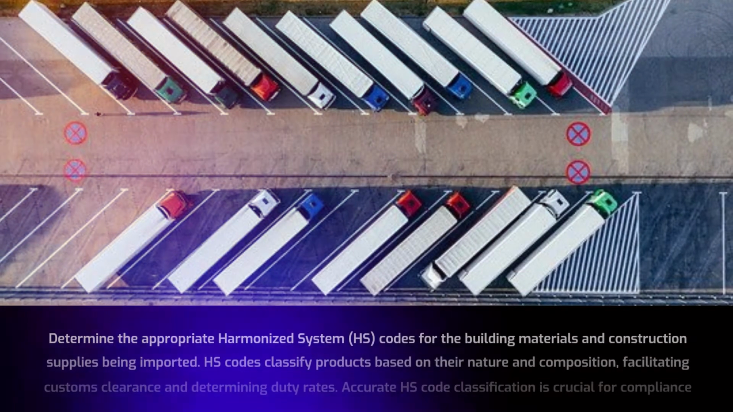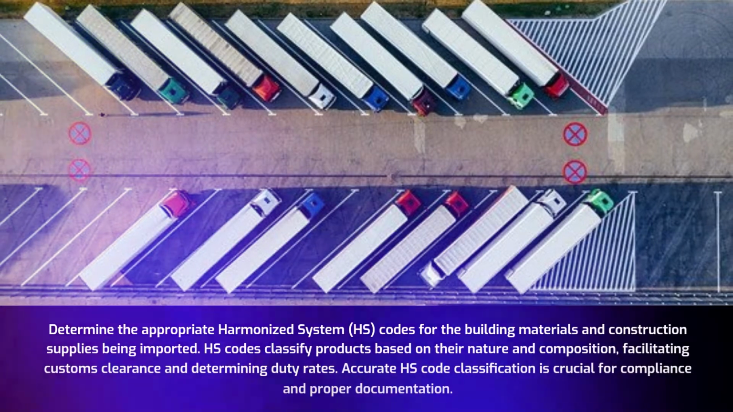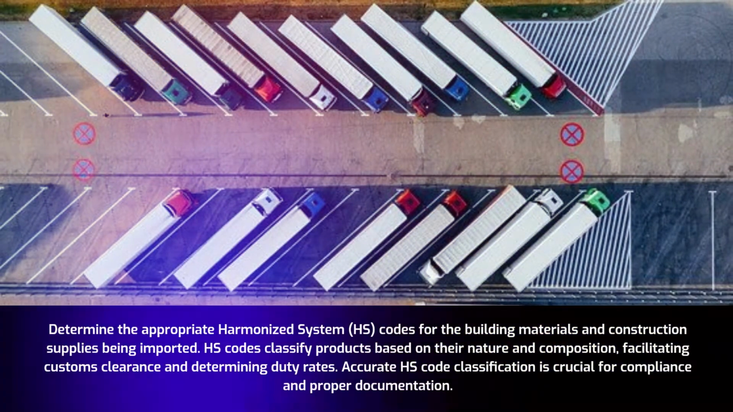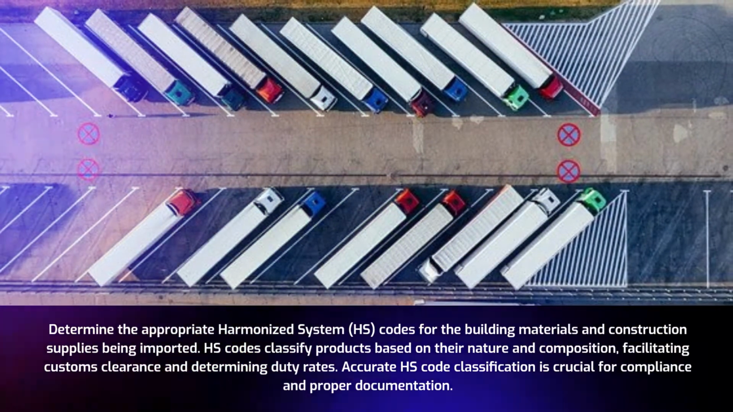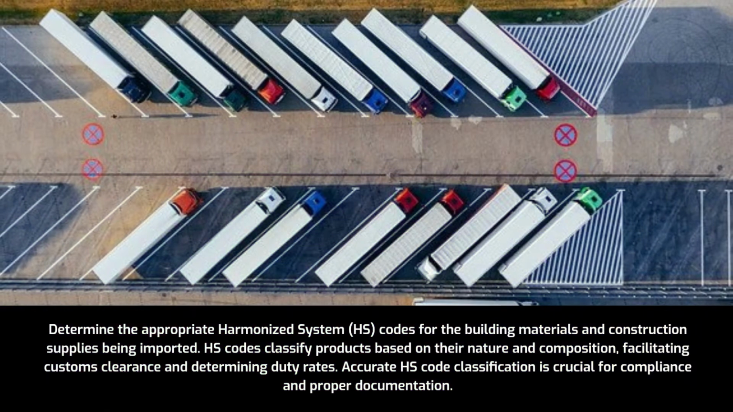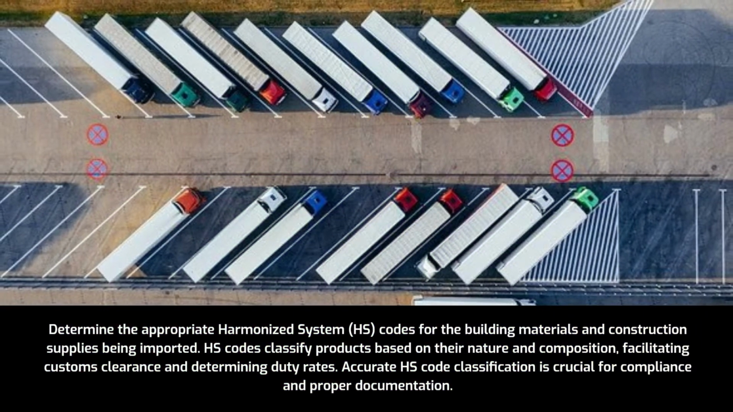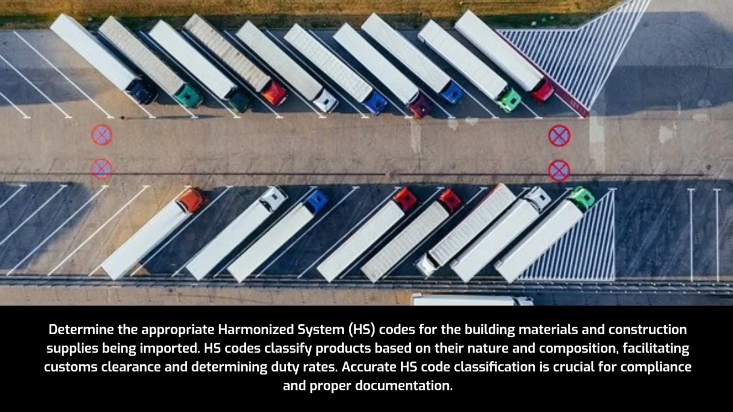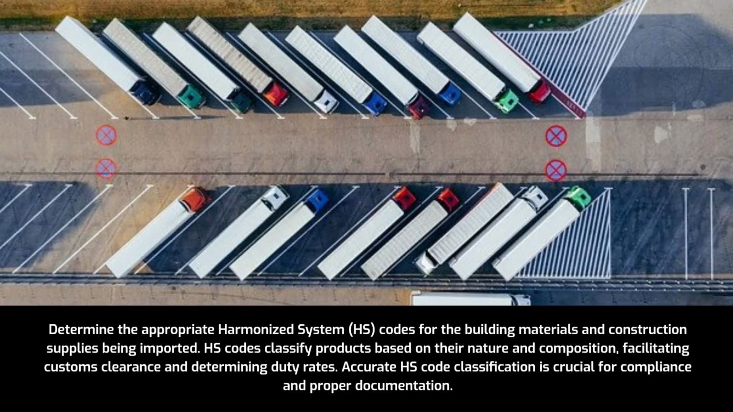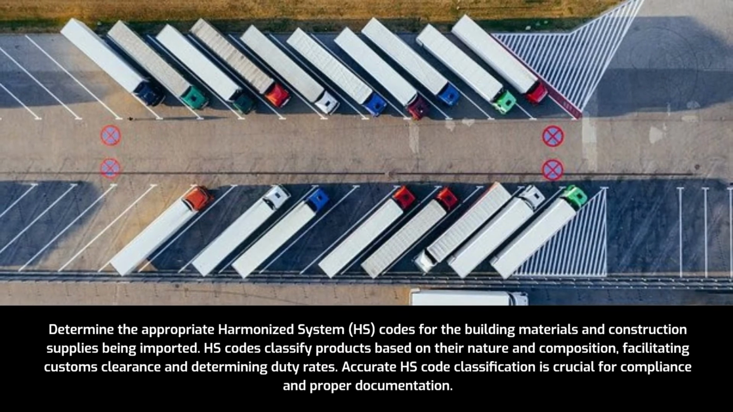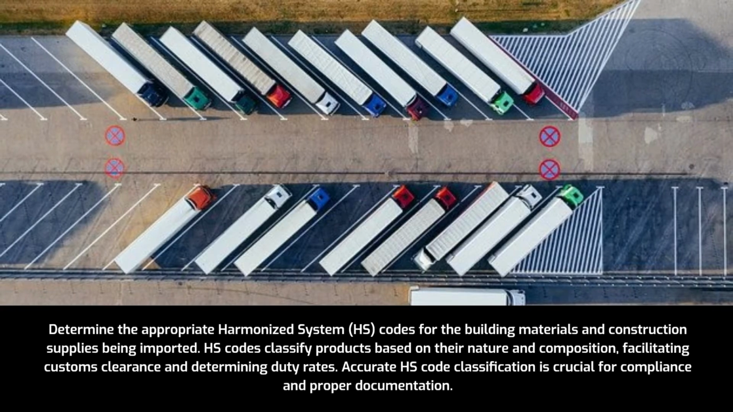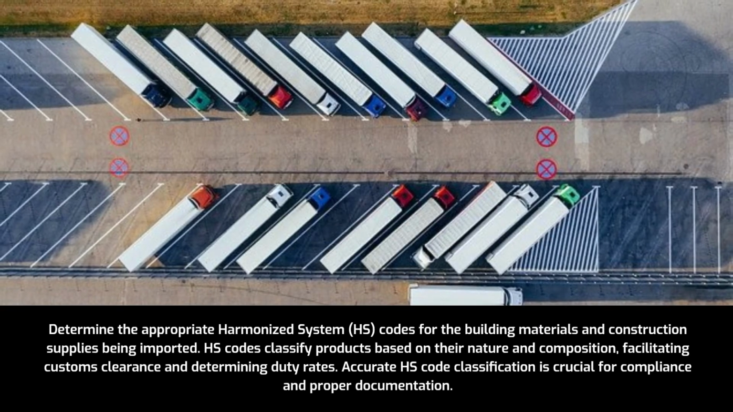Determine the appropriate harmonized system (HS) codes for the building materials and construction supplies being imported. HS codes classify products based on their nature and composition, facilitating customs clearance and determining duty rates. Accurate HS code classification is crucial for compliance and proper documentation.